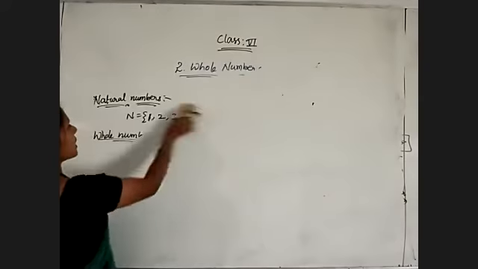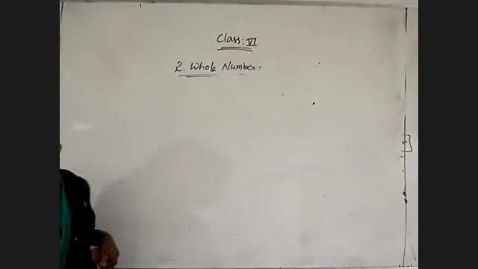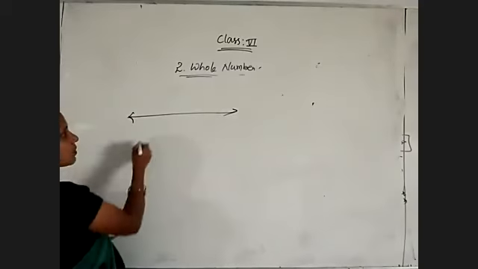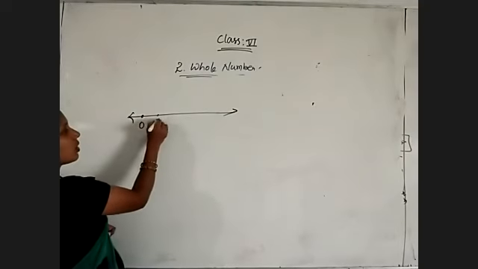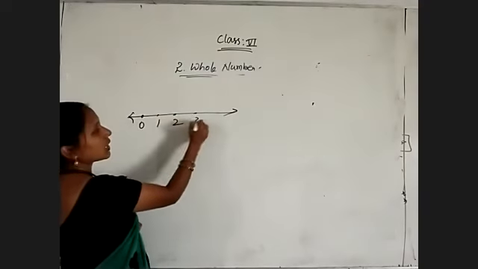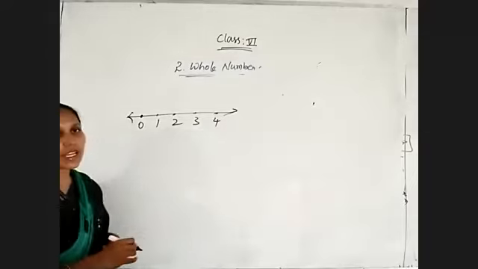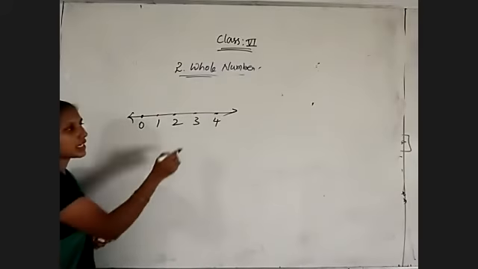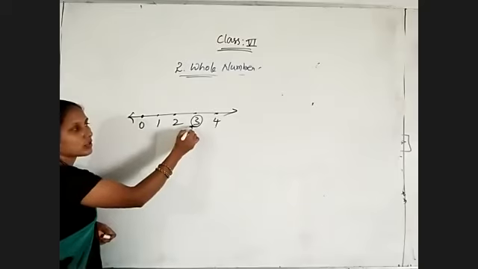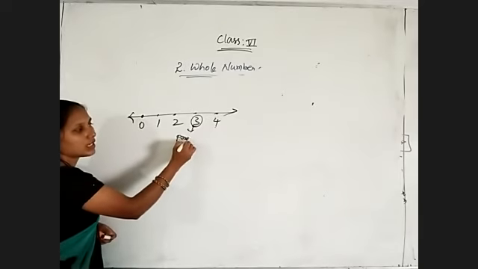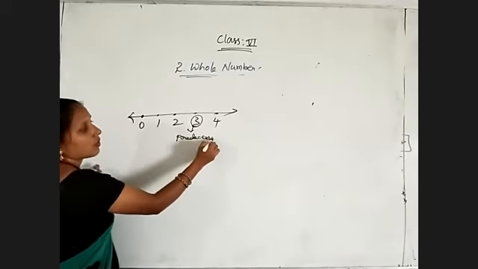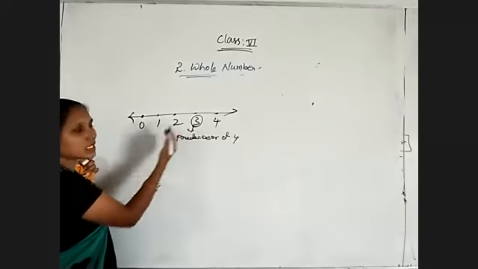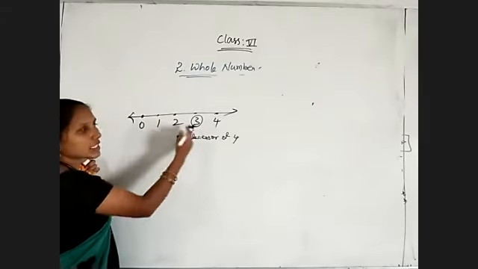Now after that, representation of whole numbers on the number line. So how will we represent it on the number line? Two sets of arrows we will keep. The starting number is 0, 1, 2, 3, 4 and so on. If they are asking to represent the predecessor of 4, what is the predecessor of 4? 3. So here mention predecessor of 4.